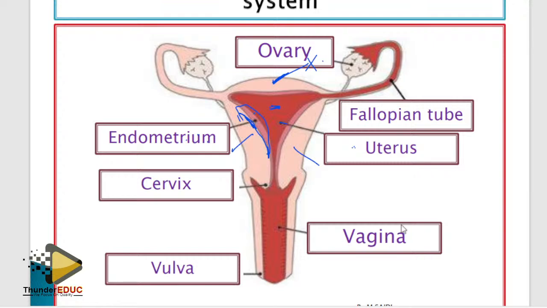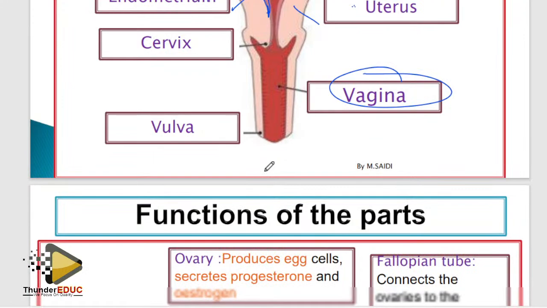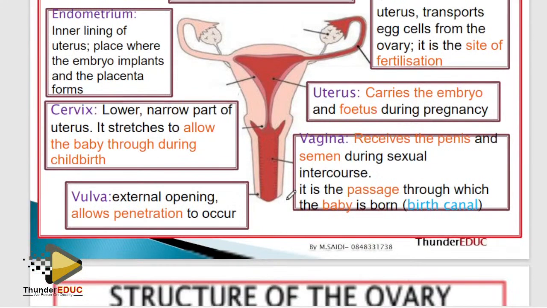What is the second name for the vagina? We said it is the birth canal. Don't call this one oviduct, the same way we say you don't call it sperm duct. Call it fallopian tube. If they ask you my name, don't call me teacher, call me M.Saidi. That's my name. I'm not oviduct. You call the other one vas deferens. It's oviduct because of its function. It is the duct, the tube for the ovum. So know the functions, please.